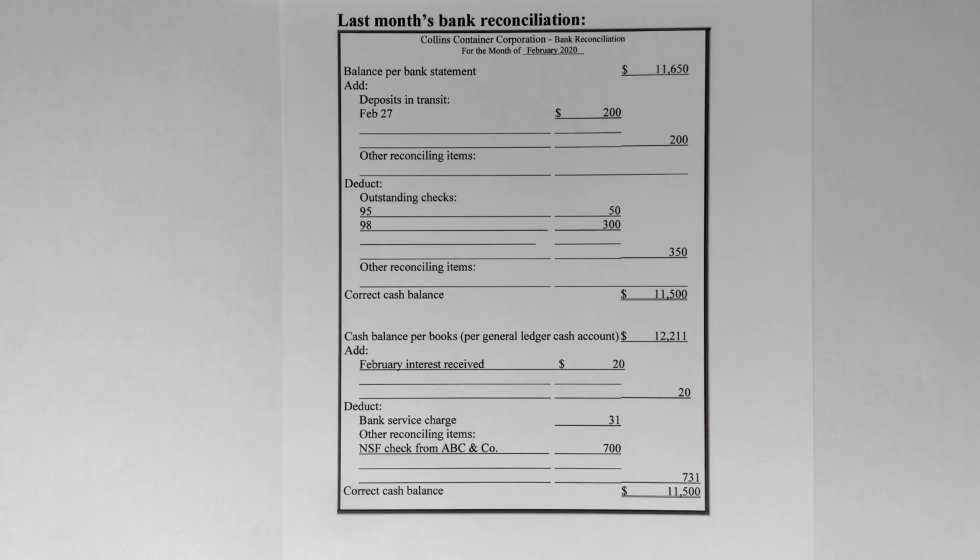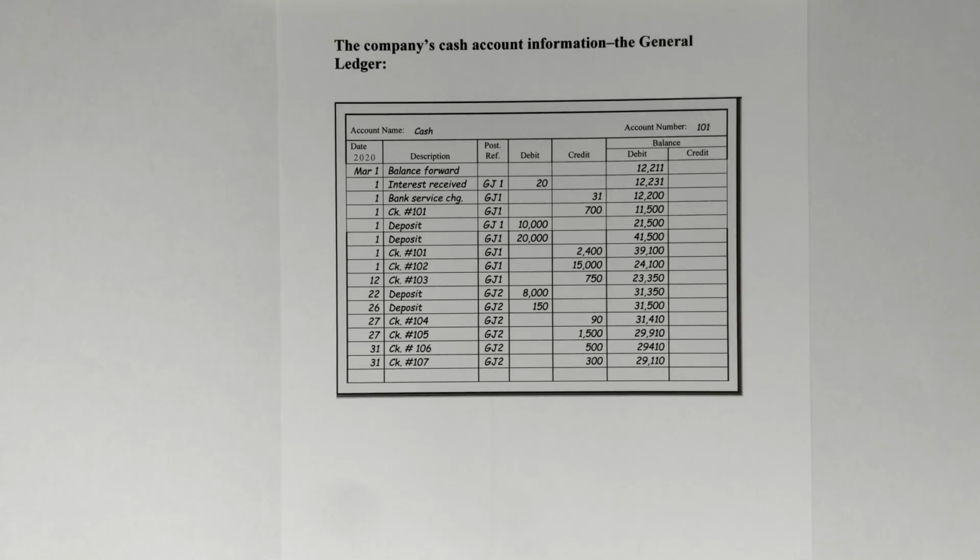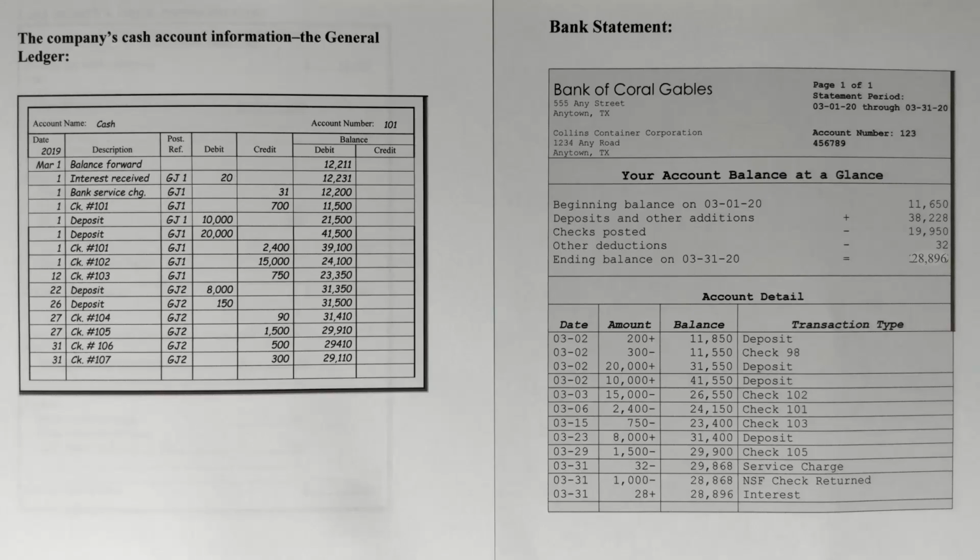Here's another document that you may want to print out so that you can have it handy as you view the video. Here's a copy of the bank statement. Take a screenshot of this one too and print it out. And finally, here's a copy of the general ledger. So take a screenshot of this one and print it out also so that you've got it handy as you're viewing the video.